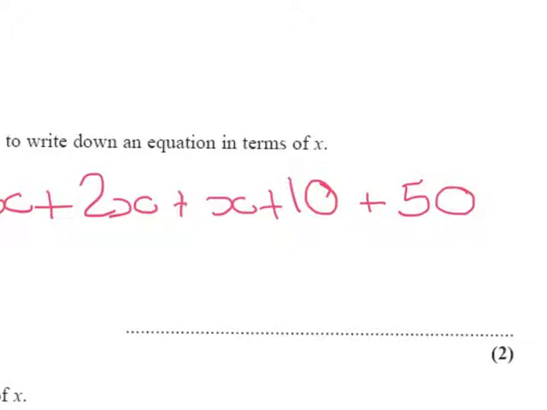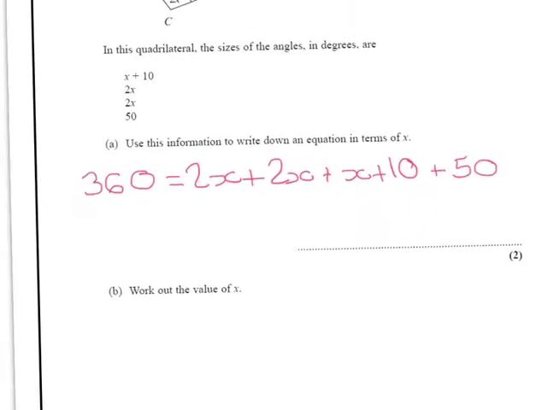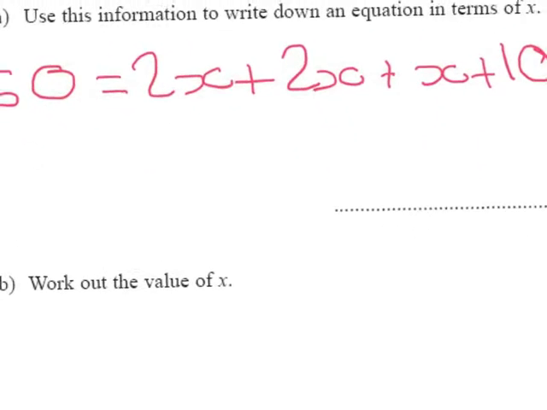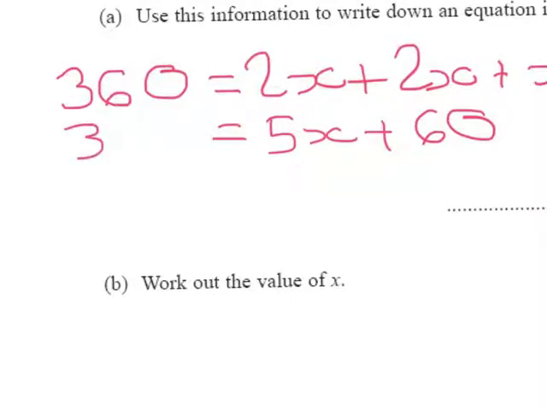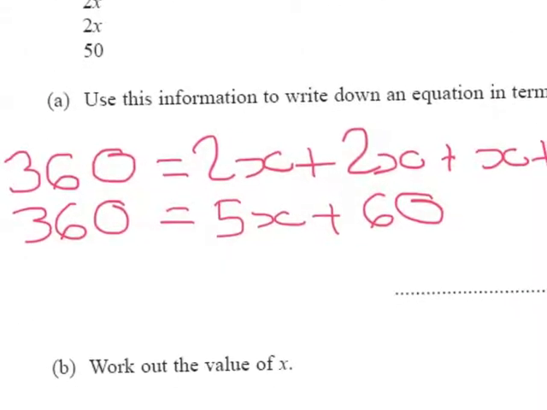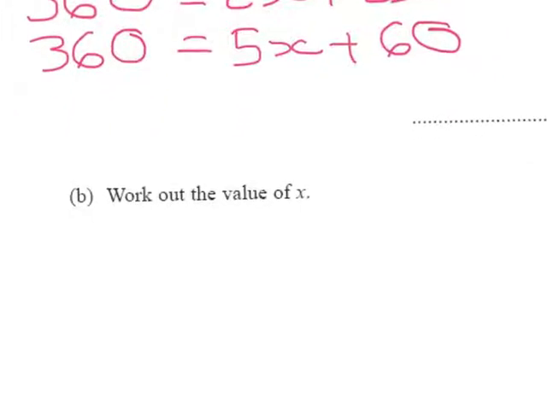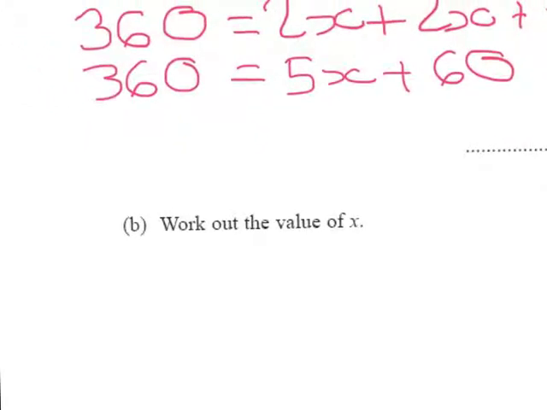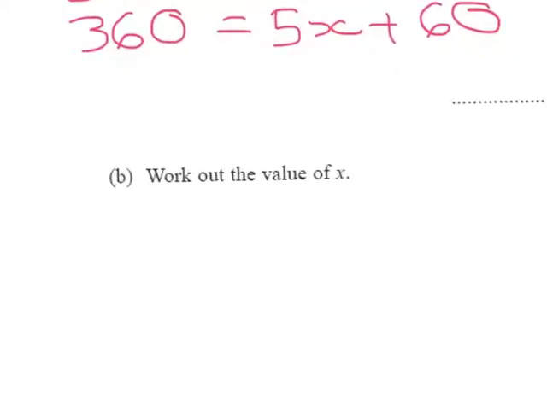Now all we need to do is just simplify that. Okay, so we have 2x, 2x and x, so that is going to equal 5x. We'll put 5x down there, and then we had the 10 and the 50, so that's going to equal 60. Okay, they still equal 360. So that's our equation in x for the angles in the quadrilateral. That's what they're looking for. Okay. The next thing they're asking us to do is work out the value of x. Okay. Well, that basically means solve the equation. Okay. Nice and simple.